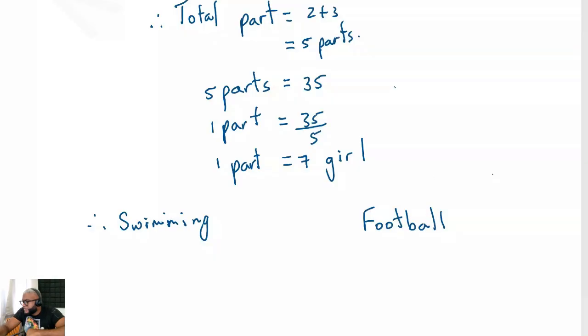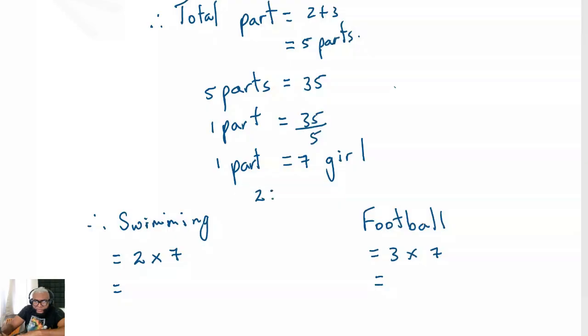So can I say it? Yeah, go ahead. They multiply the girls by 2, which is supposed to represent swimming. No, not tennis, swimming. All right, swimming. Right, and then the three parts represent football. 3 parts represent football, right?